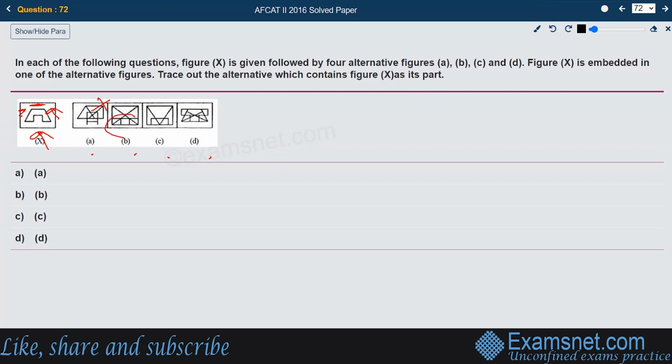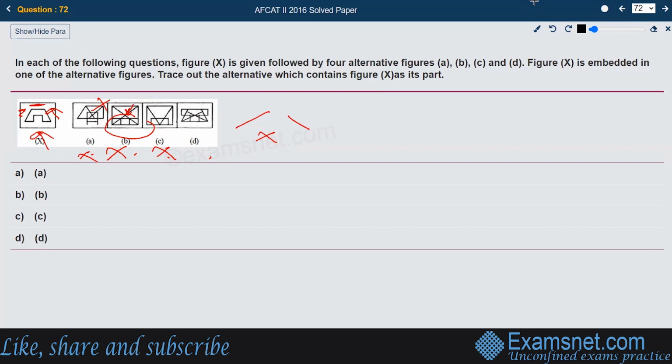That is not available in B. The inclined lines are meeting at this point, so it cannot be the right answer either. A is also not the right answer. C is thoroughly not the right answer because there is no inclined line available like this. Option C is not the right one. So naturally option D should be right.